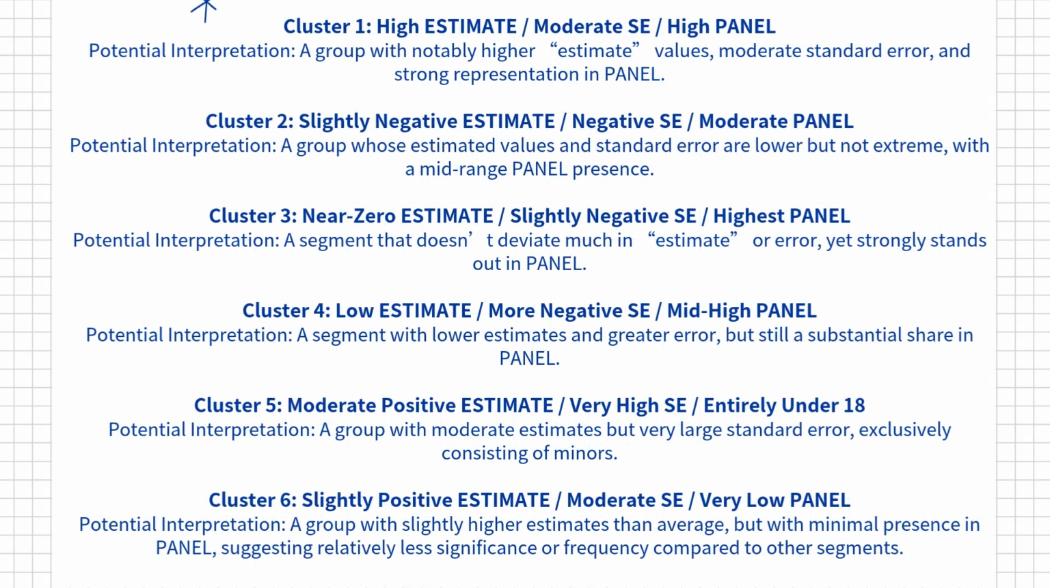Here we present a closer look at the k-means cluster defining characteristics and the possible interpretations. Each cluster is described by its estimate, various age-related features, and panel values. For instance, cluster 1 has a notably higher estimate, moderate SE, and strong representation in the panel, possibly indicating a group with larger estimate values but manageable error.